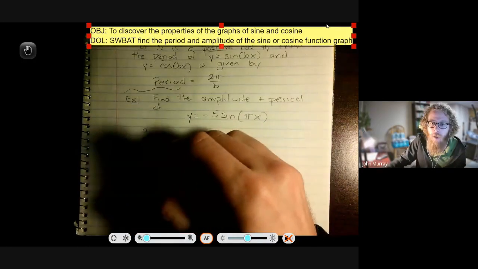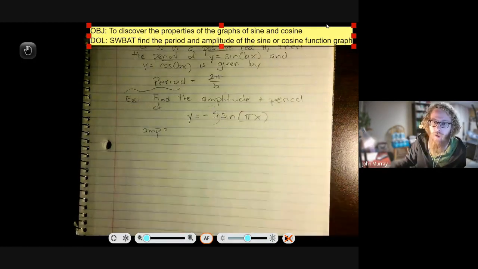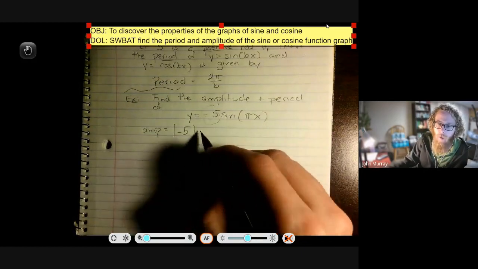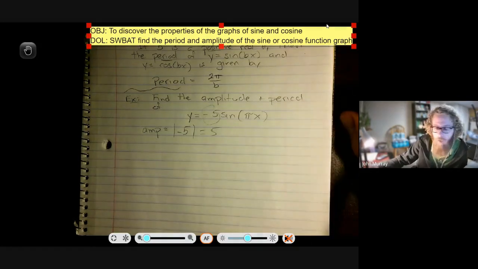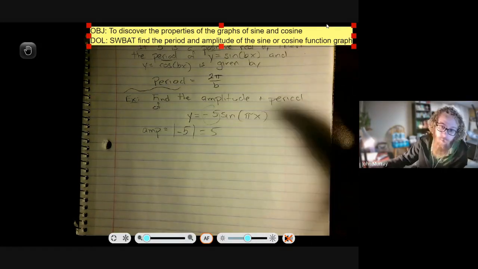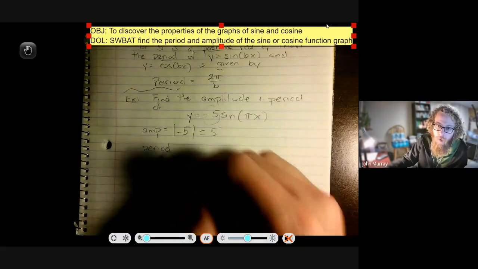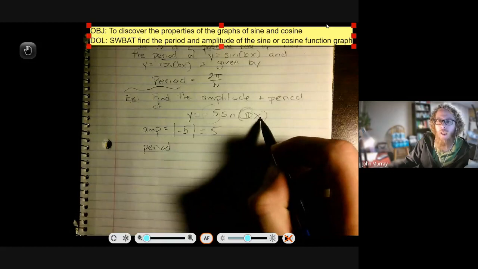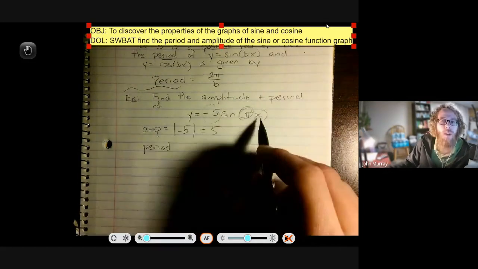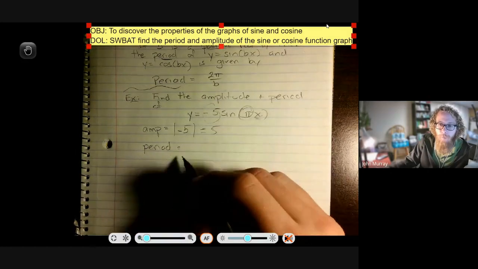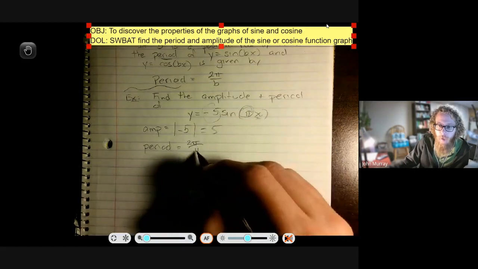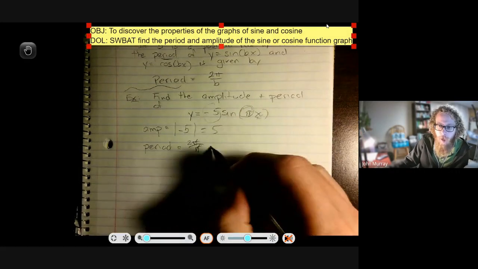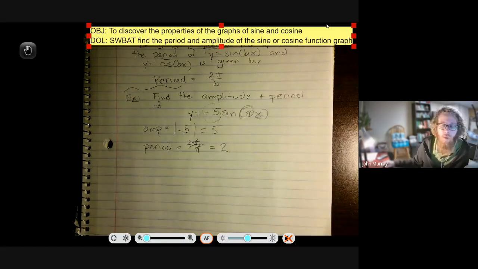So the amplitude, I'm just looking at this number out front, and I take the absolute value. So the amplitude is 5. That's all you have to do for amplitude. No math involved. Okay, the period: you're taking the number that's next to the x, next to the variable, but you don't include the variable. I don't want an x in your period. So it's going to be 2 pi divided by whatever we have here, pi. Now we just simplify. Here the pi's cancel out, and my period is now 2. And that's it.